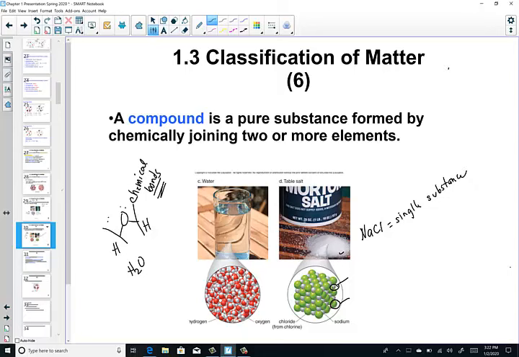So pure matter, pure is one ingredient. They can be elements built of atoms, or they can be compounds, which are two or more different types of atoms bonded together. So elements and compounds are both considered pure.